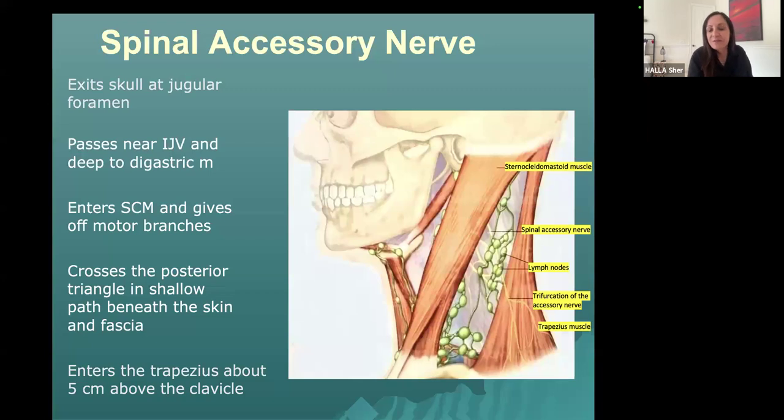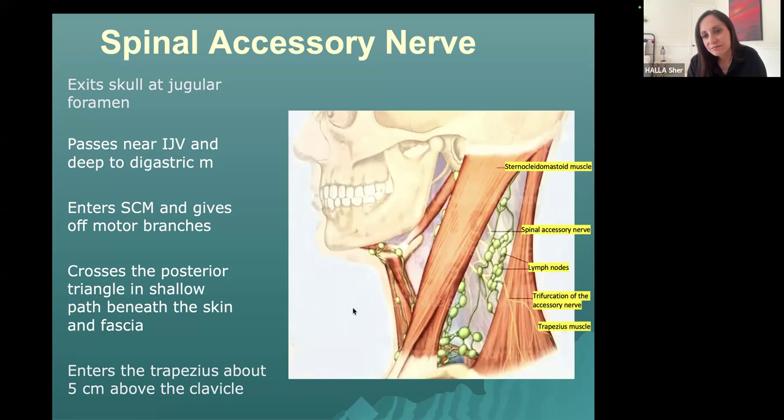The most important structure to be aware of when you're operating in level 5 is the spinal accessory nerve. So we talked about it when in level 2. The spinal accessory nerve exits at the skull base at the jugular foramen, and it passes near the digastric and internal jugular vein in this region. It travels deep in level 2 and then pierces the sternocleidomastoid muscle, where it gives off motor branches to the sternocleidomastoid muscle. It then exits posteriorly in a shallow path below the skin and the fascia.